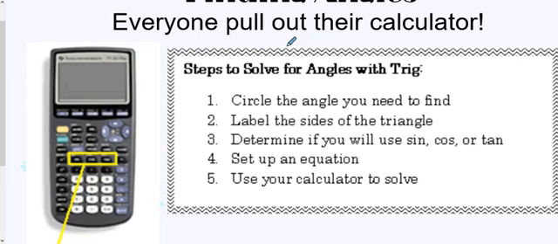I want you to make sure you're being very careful on these because sometimes students get confused between using Pythagorean theorem on this versus using trig. So remember Pythagorean theorem, we have two sides and we need the third side. When we're solving for the angle here, we're going to have two sides and we're going to need an angle.